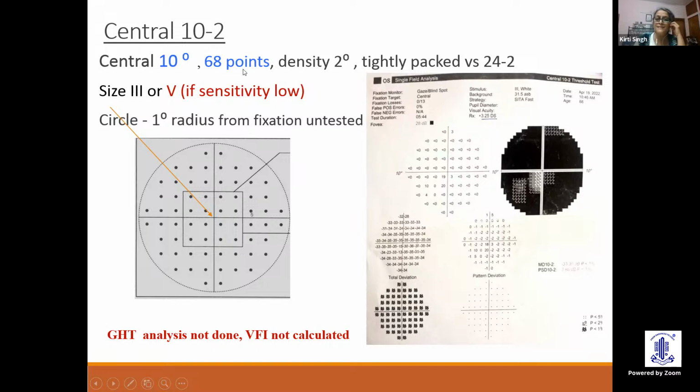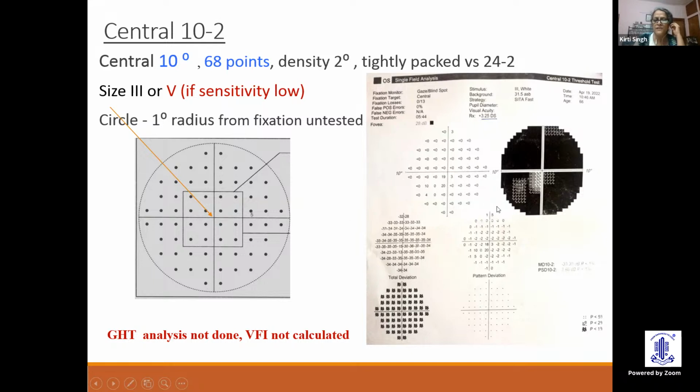The other field, which would be very commonly given to you, would be 10 degrees or 10-2. It has 68 points. So it is very densely packed. The density is 2 degrees. Again, size 3 or size 5 can be used, and if size 5 is used, it means the sensitivity is low. So always look at this point of stimulus, what size it is.